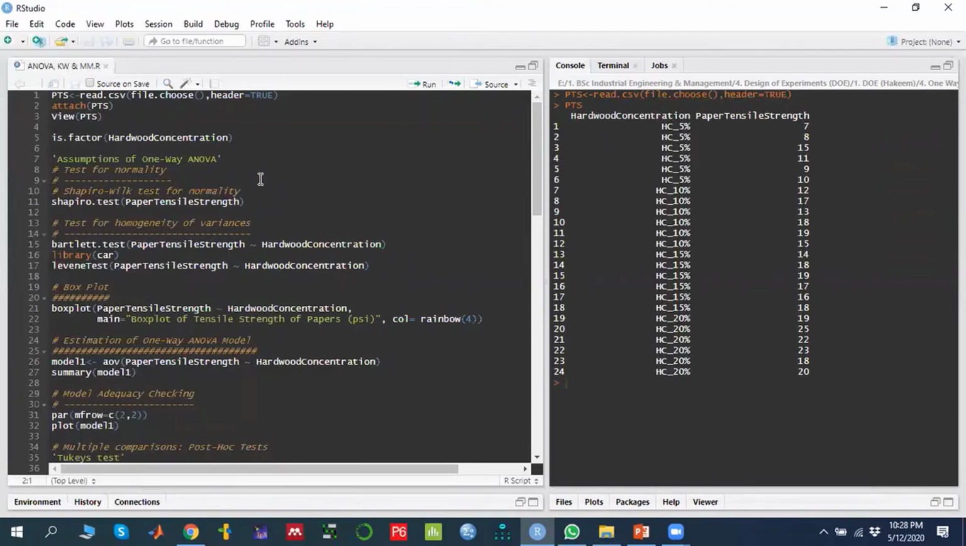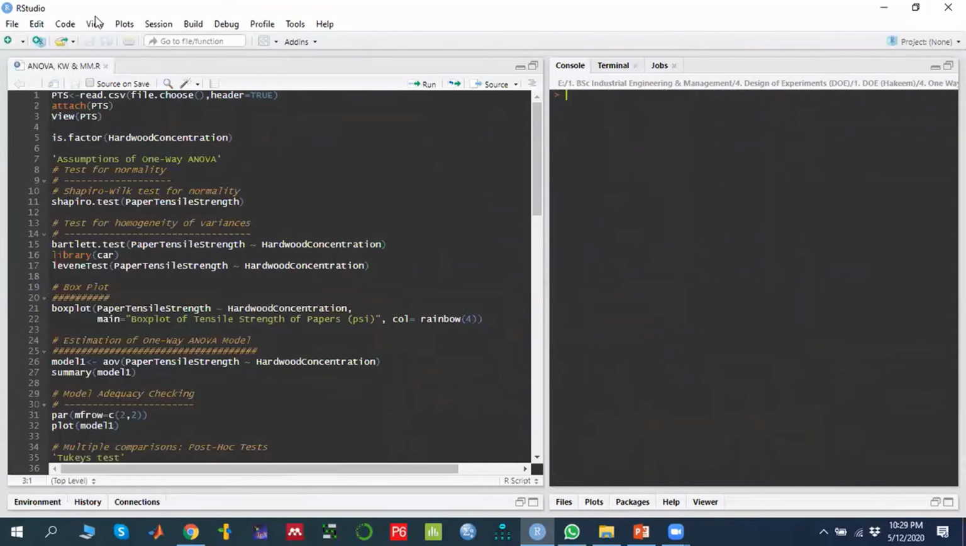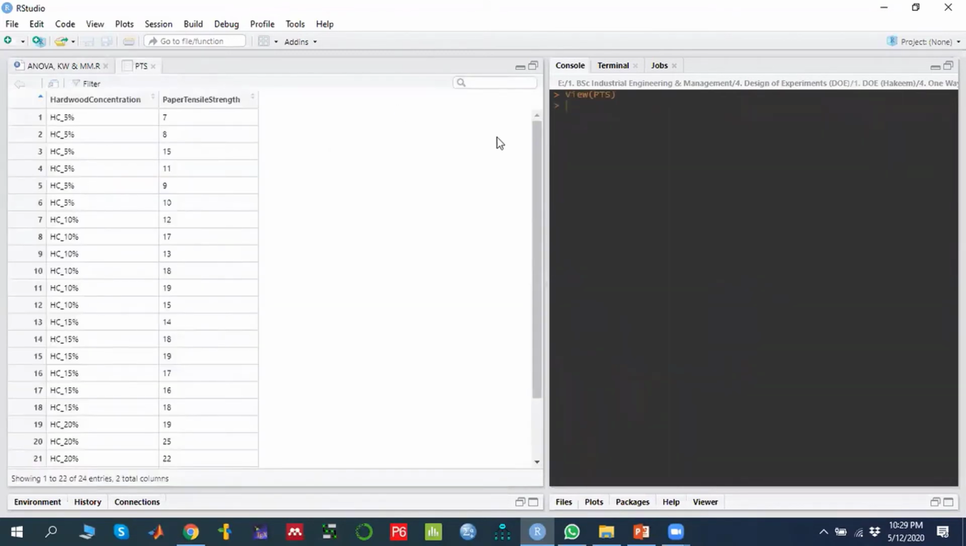As well as the next command, what we are doing, I am going to attach this data file with R. So once I have attached it, now I have attached this data set. Now I want to view this data set, so I can write capital V, View, and the name of the data set. So this is my data set, which I have stored in a CSV file.